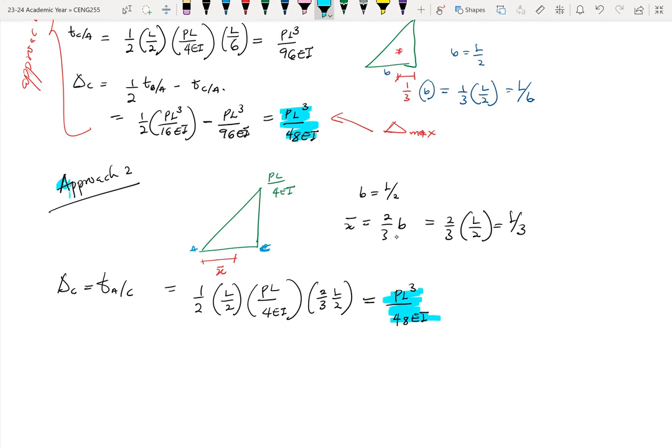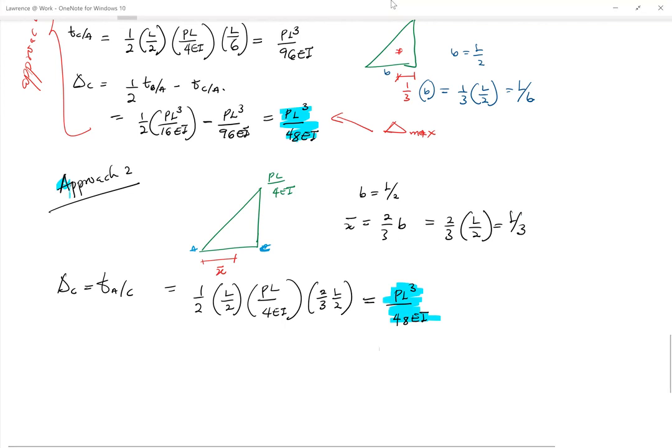Okay. So the options: one is a general approach which would work for the different sections, as compared to approach 2, which is specific for the case that the slope at C is 0. Sorry, yeah, the slope at C is 0, which also means that that will give us the deflection at C being the maximum deflection. Okay.